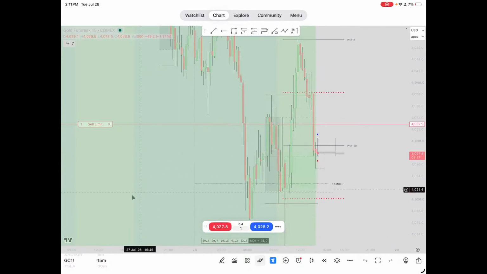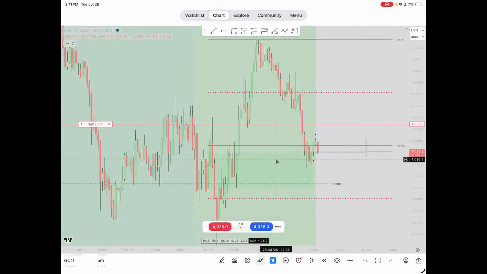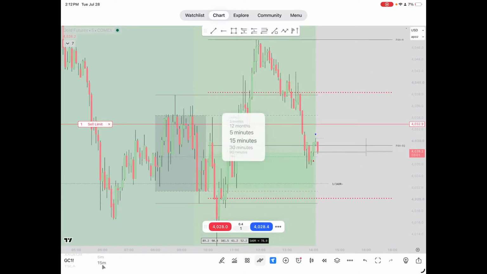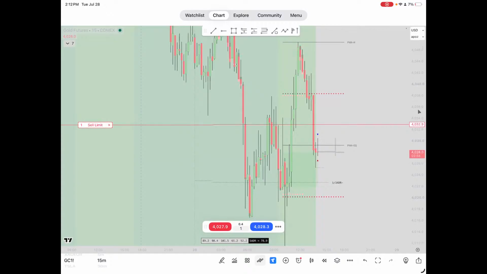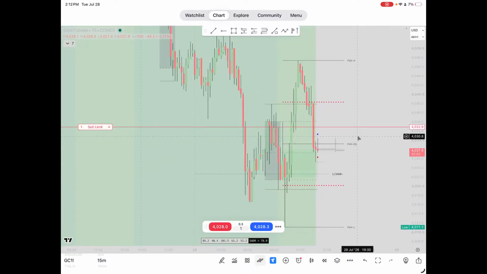Now, sometimes if you want to get picky, you can try to enter on the 5 minute up close here. Like, so we opened up here. Could have entered here. But I try to wait for 15-minute closures. It really helps me with patience, really helps me take my time, wait for the clearest entry here.